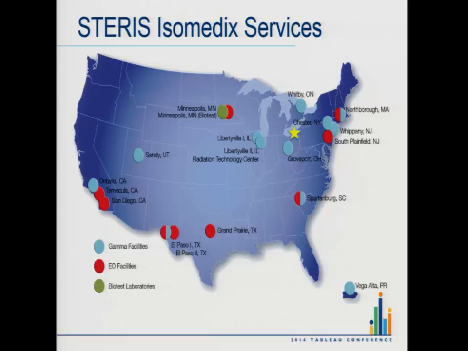The color coding here, the red are the ethylene oxide facilities. We've got 3 facilities that are shared with 2 different technologies, one up in the Massachusetts area, and one in South Carolina, and one in El Paso, Texas, where they do gamma and ethylene oxide.